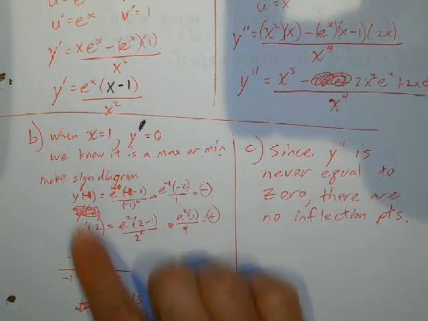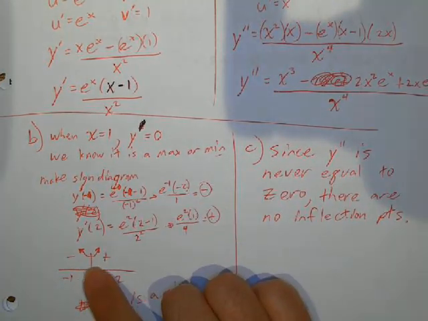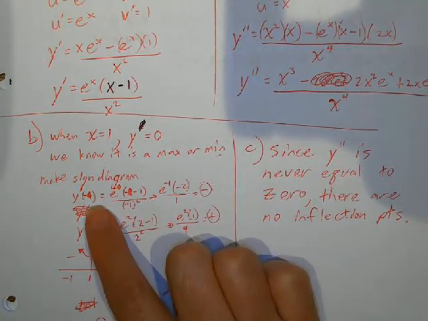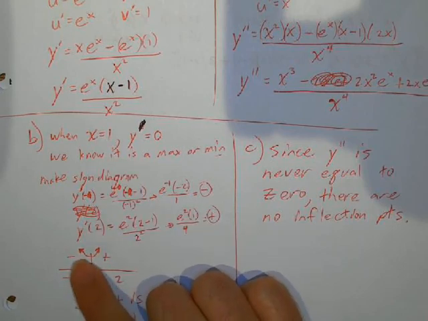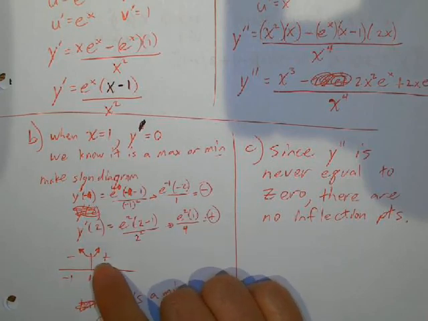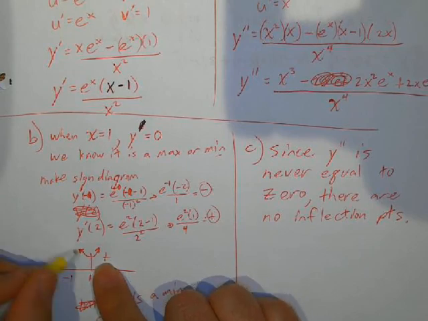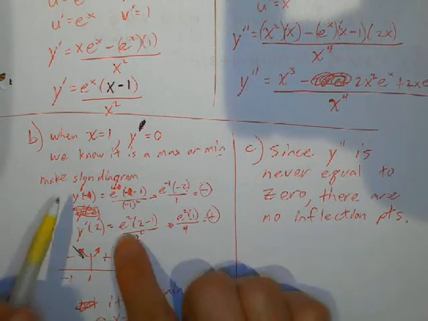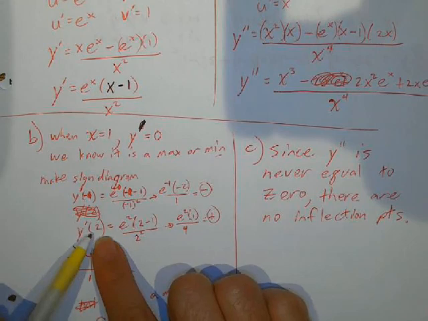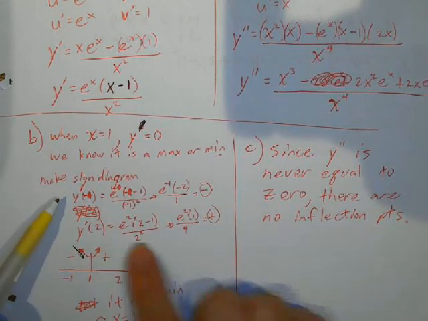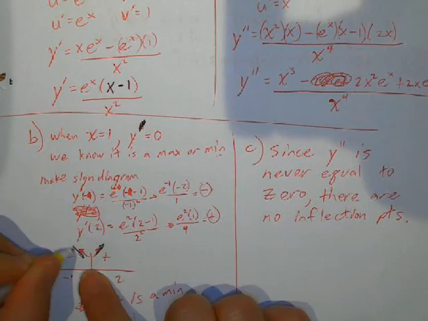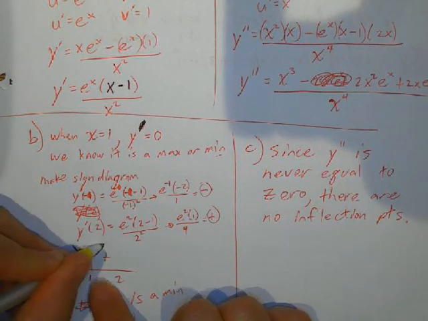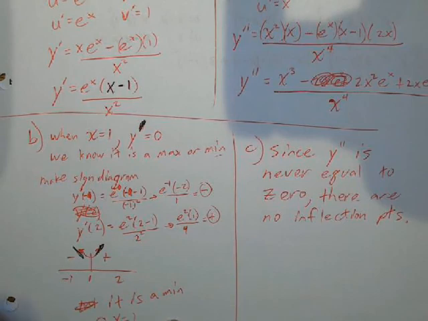Okay, so we make a sign diagram, and we know that for values less than 1, we're going to get a negative value, and the slope is going down, right? For values greater than 1, I picked like 2, and we end up with a positive slope. So if it goes from a negative slope to a positive slope, that means it's going to be a minimum. It's going down and then up.